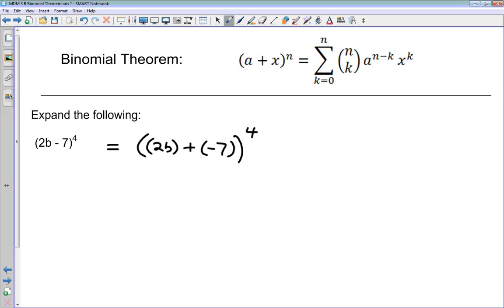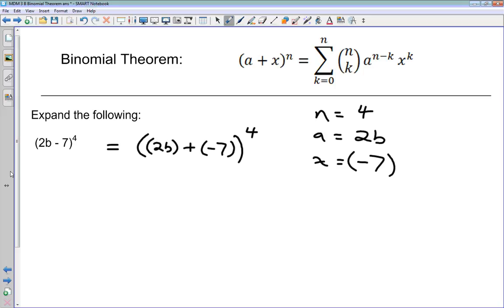And we'll still have our exponent of 4 up here. So we should compare this expression we've got here with the binomial theorem up here, and figure out what our values of n, a, and x are. N is pretty easy. That's always the exponent. So n is 4 here. A is going to be the first thing in that bracket, so that's going to be our 2b. And our x here is negative 7. And that negative is going to be important. I'm going to put brackets around it to remind you that the negative has always got to stay with that 7 there.